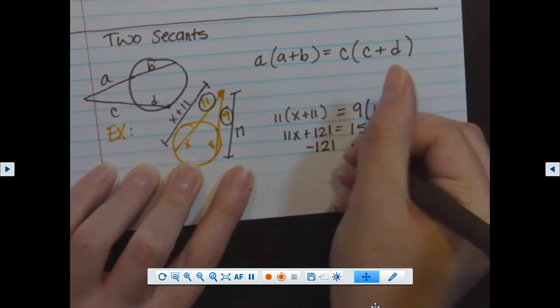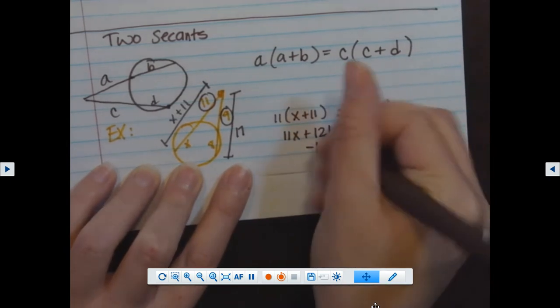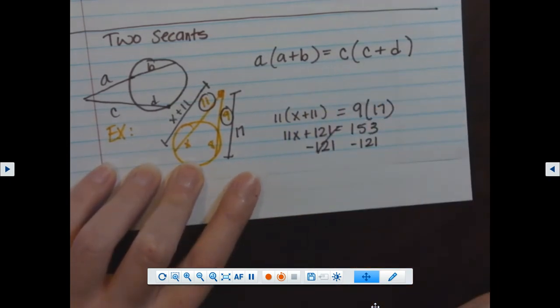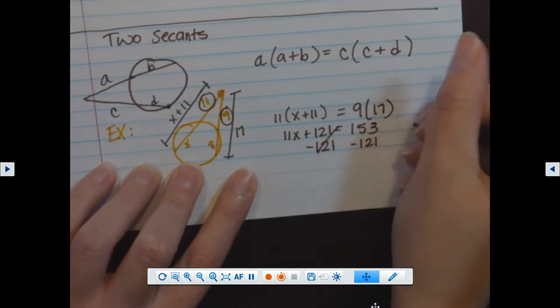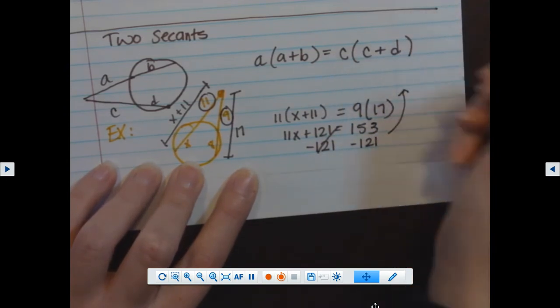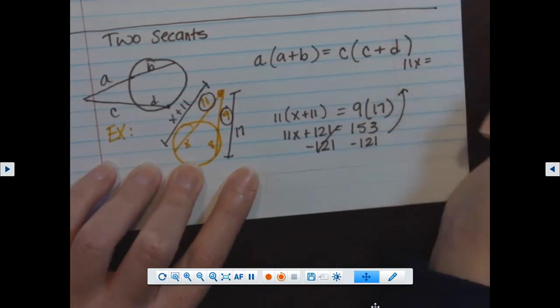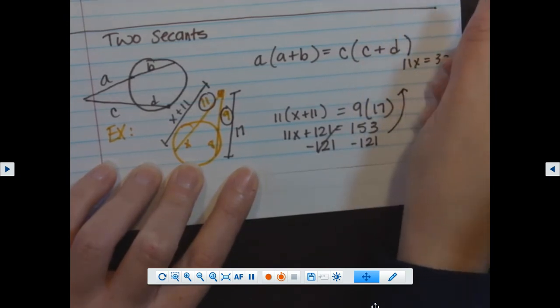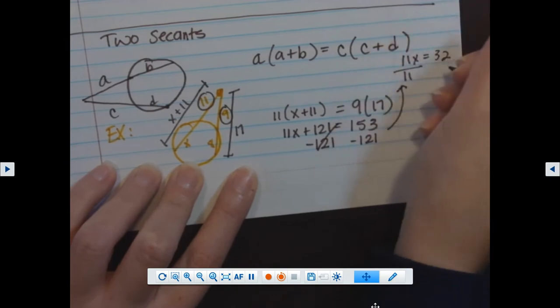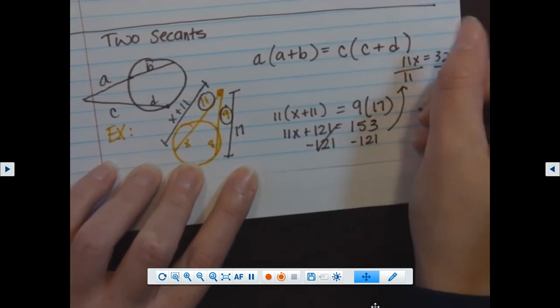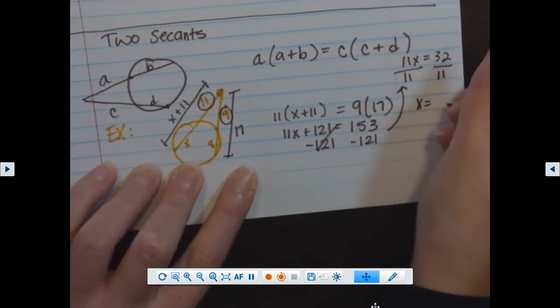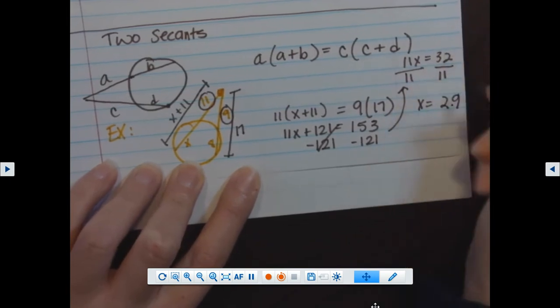And now we're just solving for x. Subtract 121 on both sides. I'm running out of space. I'm going to come up here. We get 11x equals 32. Divide by 11, I get x equals 2.9 about.